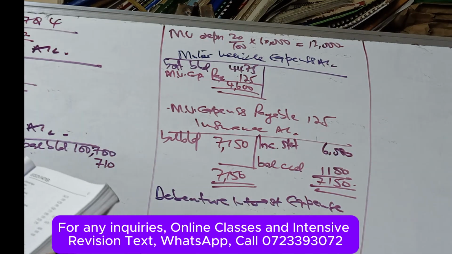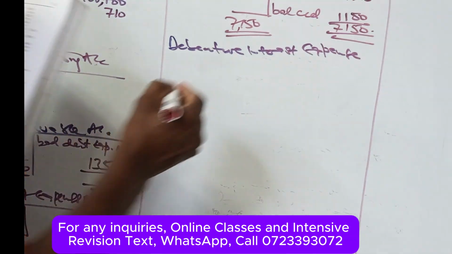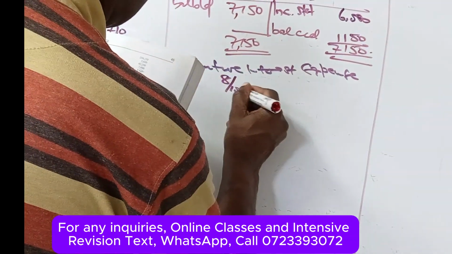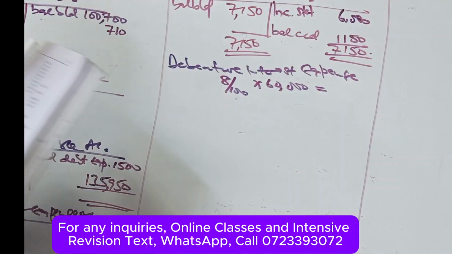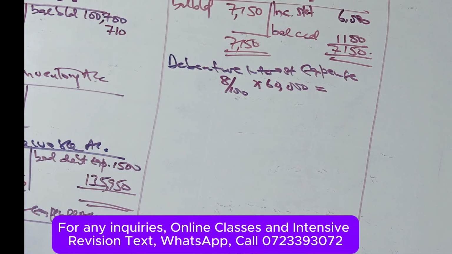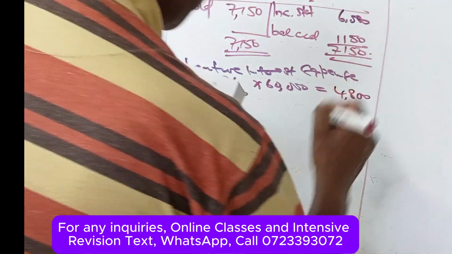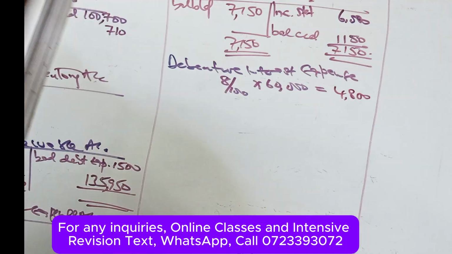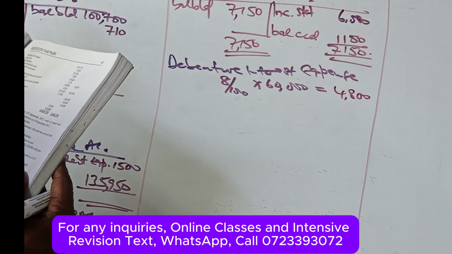So our debenture interest rate is 8%, 8% of 60,000. That is 4,800. That is the expense. That's what we incurred. But that's not what we paid.